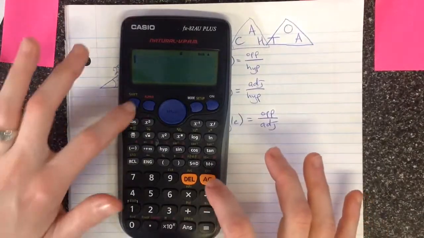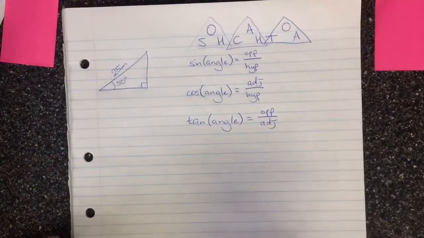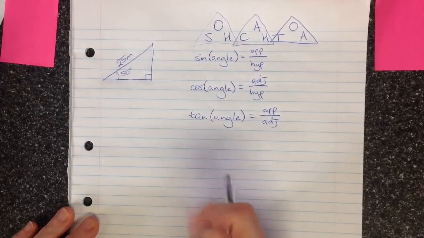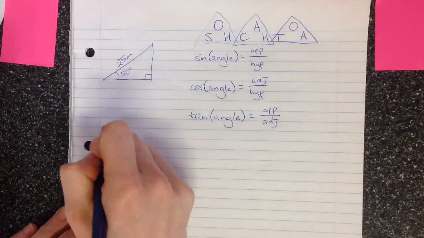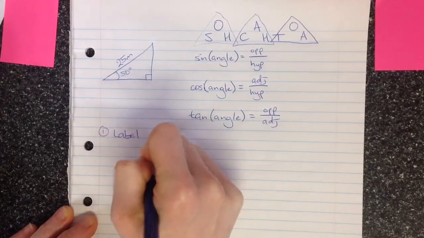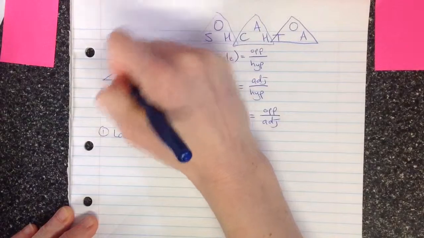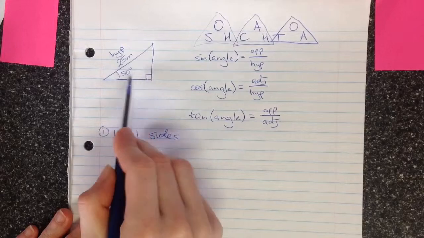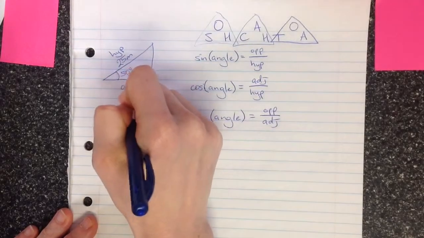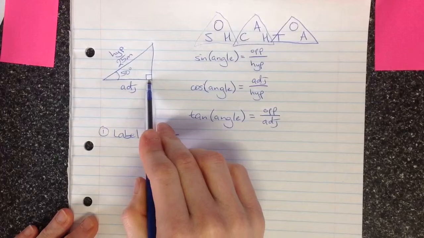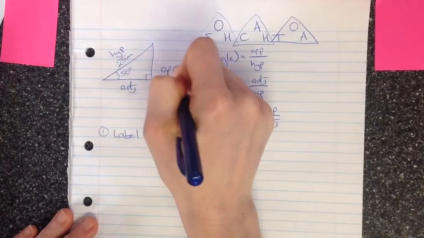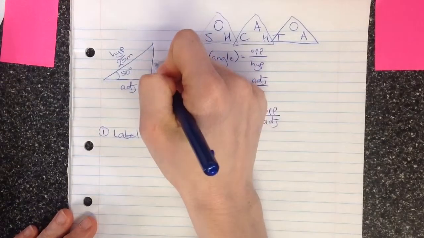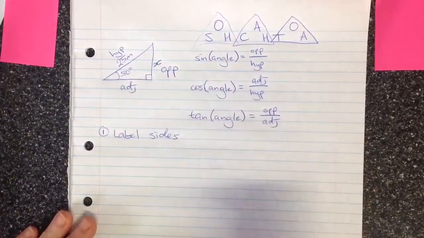Don't worry about that too much, because here is how you technically go about solving such a problem using Sohcahtoa. First step, label the sides. So this side here is the hypotenuse, it's the longest side. This side here is right next to the angle, so it's the adjacent. This side here is the opposite, because it's opposite the angle. Now, I haven't written in an X. I should have done. I would like to know this particular side.